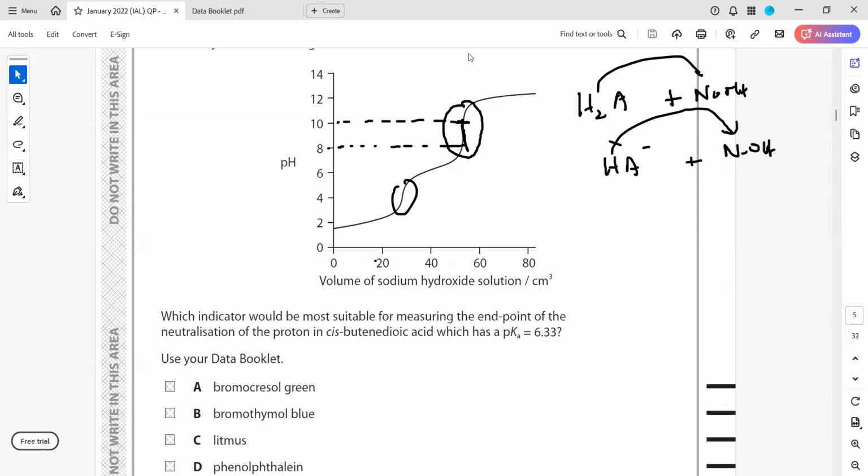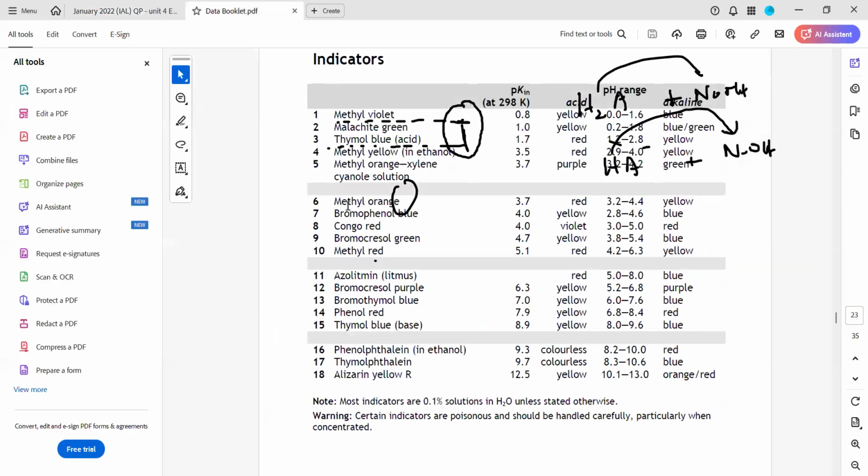Because at the first color change, only one proton is lost from that acid. When there's a second color change, two protons are lost from that acid. And we want the color change when the second proton is lost, so we can identify that the acid is completely neutralized by an alkali. So we always look for a vertical part. Bromocresol green shows a color change from 3.8 to 5.4, so it's not suitable.